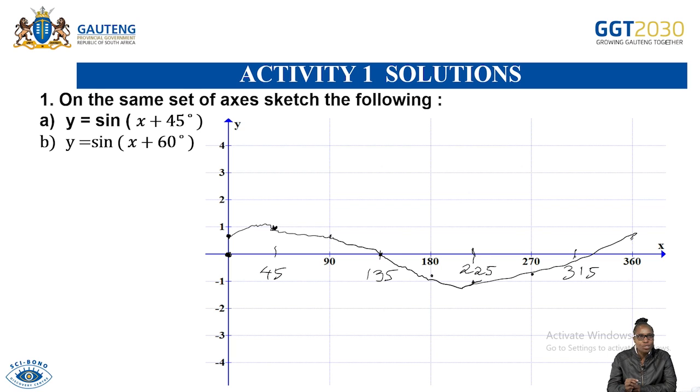When I say y equal to sine x plus 60, I am shifting 15 units from what I have drawn already. The one of y equal to sine x plus 45 is shifting how many units? 15 units, because from 45 to 60 is a difference of 15 units. Which way? To the left. All right? So I have my first point at 0.9, just above that first one.